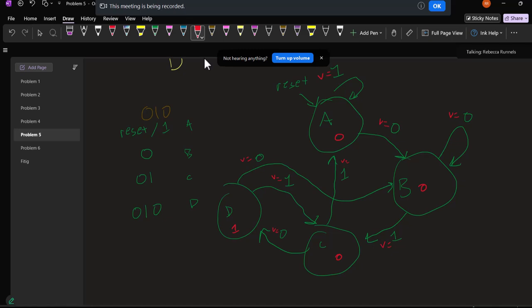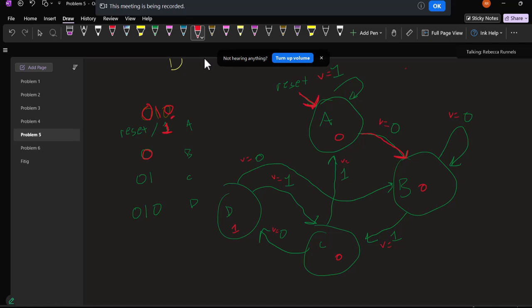Okay, so if we're trying to detect 0, 1, 0, as the problem said, if the first bit we get is a 1, that doesn't do us any good at all. That's nothing, so we can make that the same as our reset state. But if our first bit is a 0, then we've got our first bit on our way to our sequence. So if I'm starting from reset and I get a 0, that brings me to state B. Now from state B, if I get a 1, that brings me to my next state.